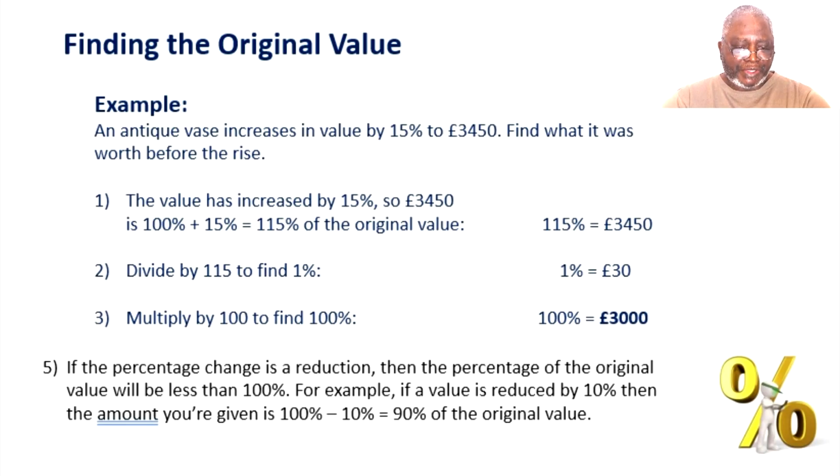Example: an antique vase increased in value by 15% to £3,450. Find what it was worth before the rise. Those of you familiar with auctions will find this interesting. The value has increased by 15%, so 3,450 is 100% plus 15%, which is equal to 115% of the original value.